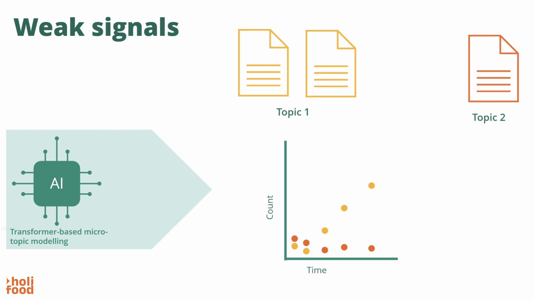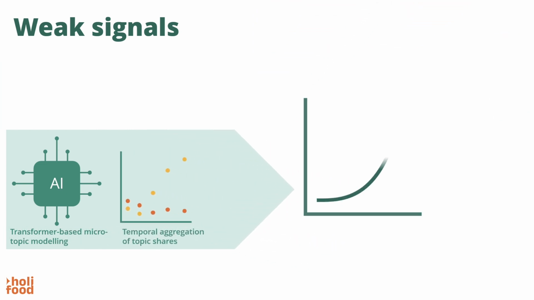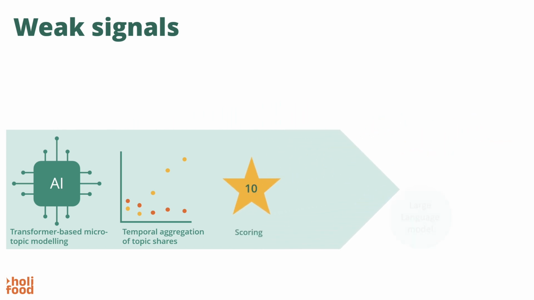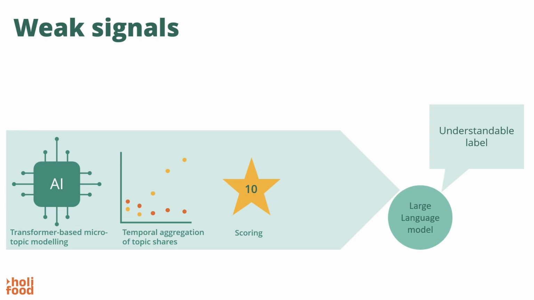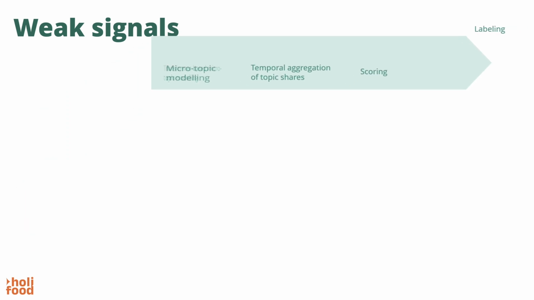By applying a special scoring system, the tool highlights rare topics that show a sudden, disproportionate recent growth. Finally, it uses large language models to generate intuitive labels and severity scores, helping experts quickly understand the potential risk. Let's look at how this works step by step using a real example.